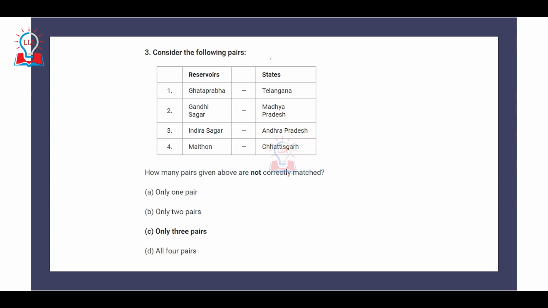The third question is related to reservoirs or dams, and the corresponding state where these reservoirs or dams are situated has been asked. So here again we have Ghat Prabha, Telangana; Gandhi Sagar, Madhya Pradesh; Indira Sagar, Andhra Pradesh; and Maithon, Chhattisgarh. Now UPSC has asked this time a question in a manner where you have to choose the pairs, that how many pairs are not correctly matched. This is very important. They are not asking the correctly matched pairs; they are asking how many pairs are not correctly matched. So the answer is 3 pairs out of these 4 are not correctly matched.